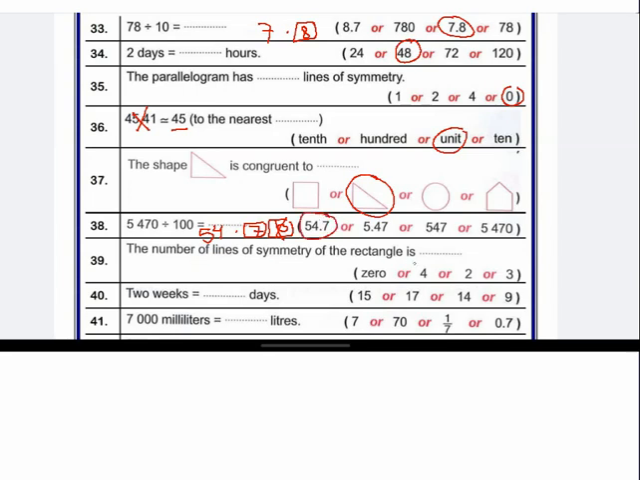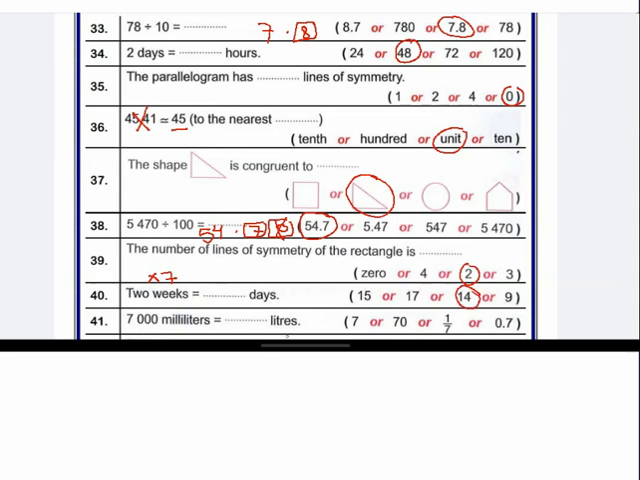Number of lines of symmetry of a rectangle. I said any shape that starts with R: rhombus, rectangle, 2, but regular hexagon 6. Take care. 2 weeks equal how many days? We have 7 days per week, so 2 weeks equals 14 days.